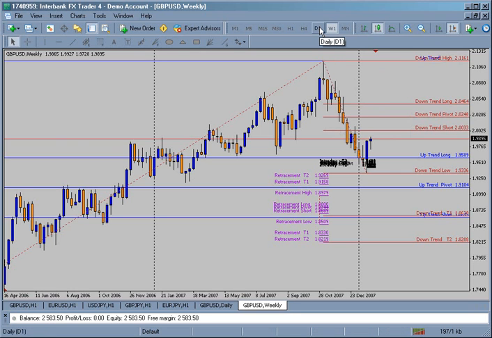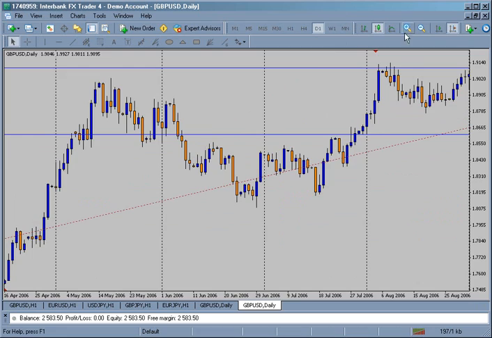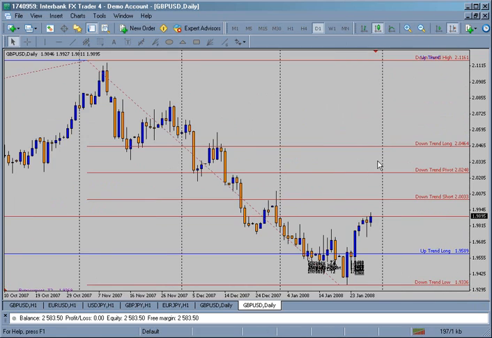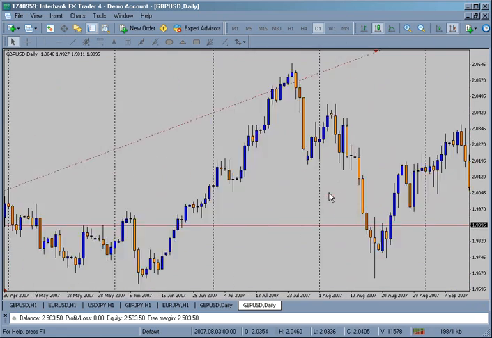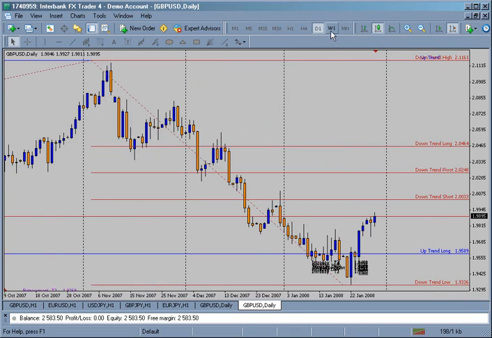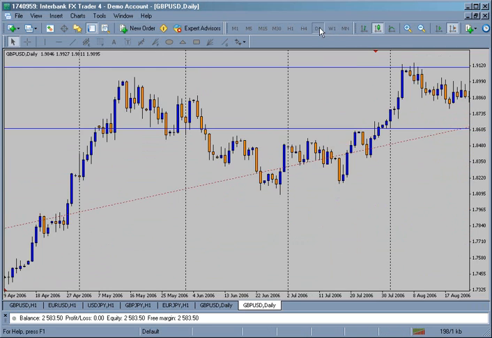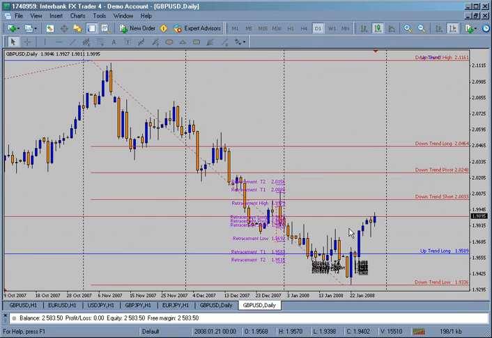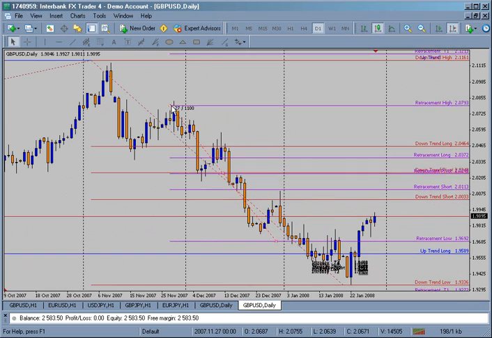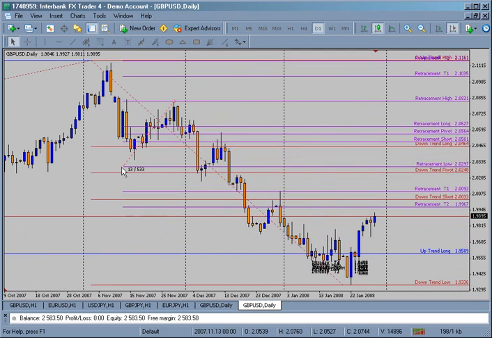From here I just switch it to a daily chart. Now if I can go back and find that retracement fib. Get it to where we can get it here. Alright, something you probably want to see here is how I use it.